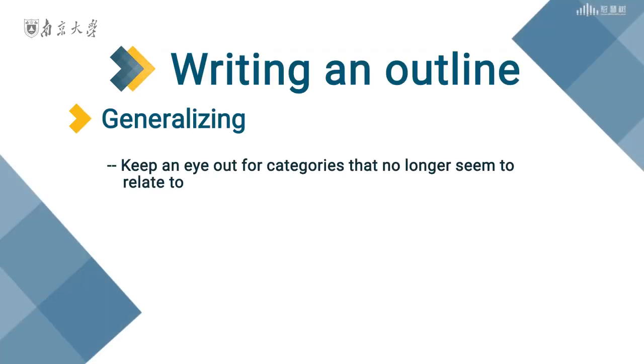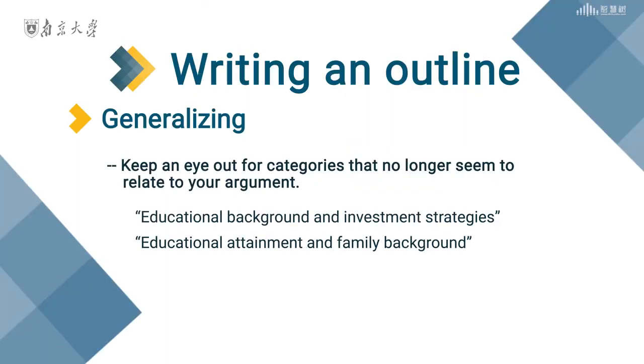Also, keep an eye out for categories that no longer seem to relate to your argument. Individual pieces of information that at first seemed important can begin to appear irrelevant when they are grouped into a general category. For example, educational background and investment strategies, or educational attainment and family background. You should give up these irrelevant points.